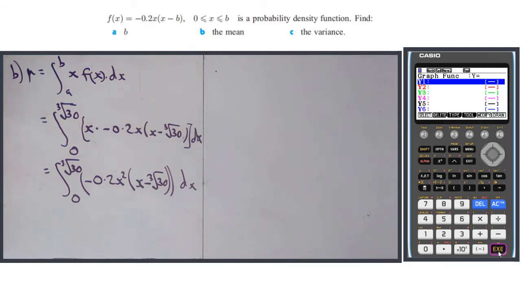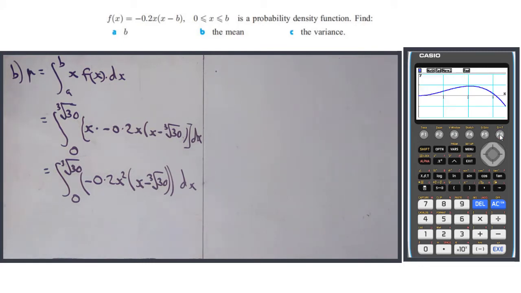As we go to graph mode, we're going to plot this, so it is minus 0.2 x squared times x minus the cube root of 30, and to plot that over the domain, and we're going to have a look at it.